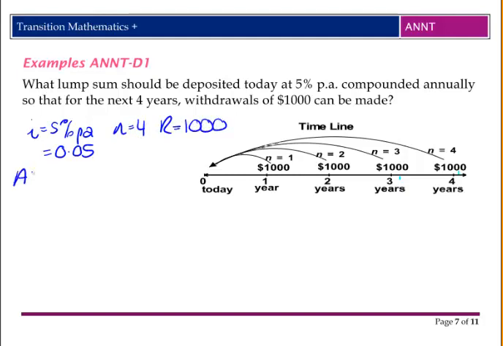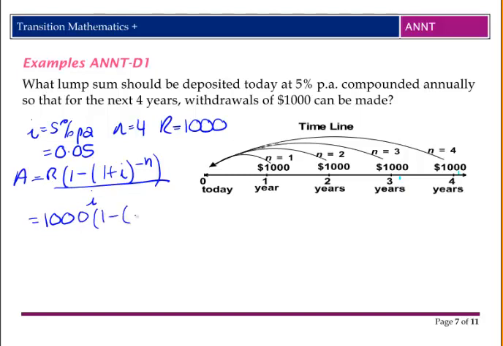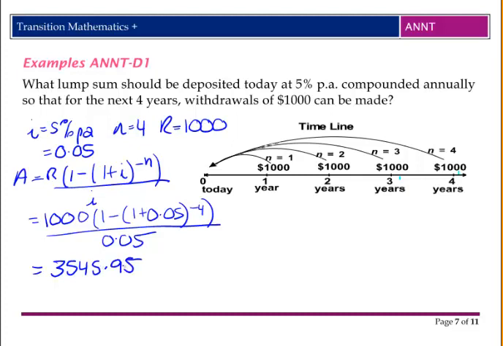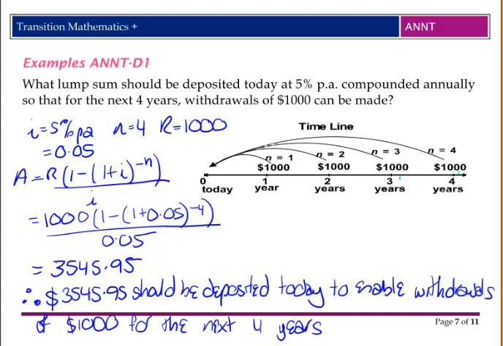So write out our formula. Once you've written out the formula, make sure you write it out properly. It's really disappointing when you write out the incorrect formula. Plug in what we've got: 1,000 times (1 minus (1 plus 0.05) to the power of -4) all over 0.05. Plug that in your calculator, and I really recommend you use the brackets. Put the brackets where the brackets are in the formula so you're unlikely to make a mistake. And you get 3545.95. Finish with a therefore statement: $3,545.95 should be deposited today to enable withdrawals of $1,000 for the next 4 years.